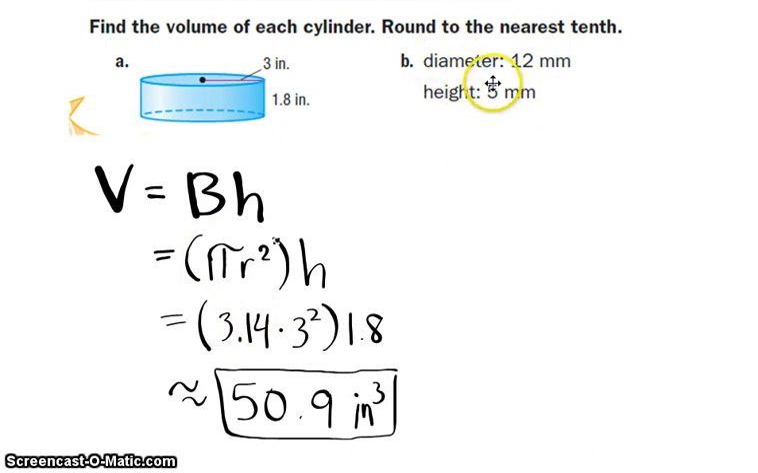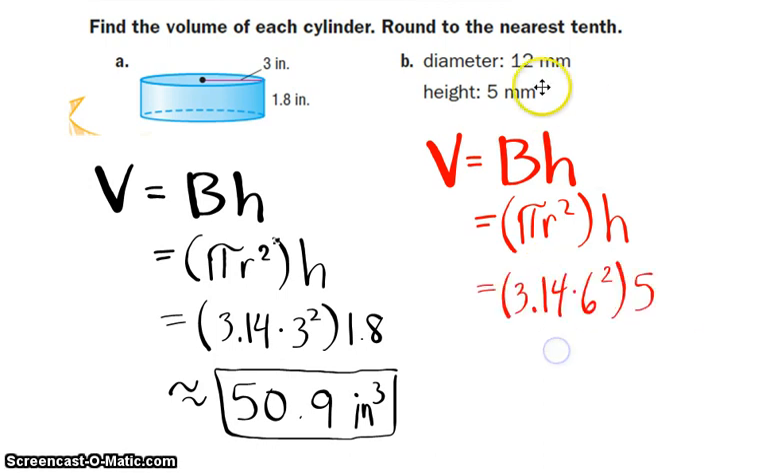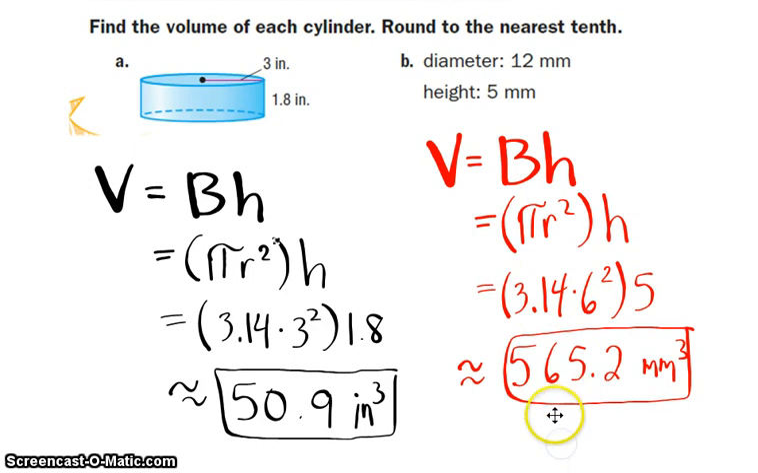Over here you have another example. They tell you the diameter is 12, the height is 5. So again, we're starting with our generic formula, then we're taking this capital B and making it pi r squared. Let's plug in what you know. Again, they give us the diameter here, so we have to make it 6 for our radius. Plug it into the calculator. You should have approximately 565.2 millimeters cubed, and that's the volume of that cylinder.